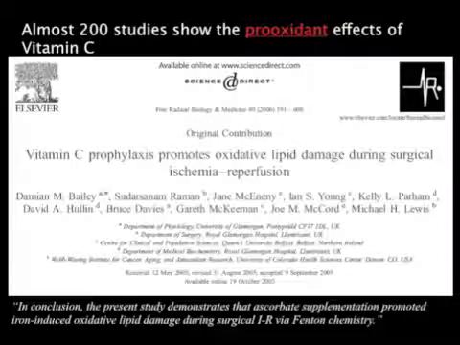There's over 200. This says vitamin C prophylaxis promotes oxidative lipid damage during surgical ischemia and reperfusion. In essence, what it was saying is that vitamin C, when used to try to prevent free radical damage prior to a surgery, in fact created free radical damage. And this is one of over 200 papers showing the pro-oxidant effects of vitamin C, not the antioxidant effects of vitamin C. And you can find these on PubMed.gov, and there's many of them out there. So in this particular paper, in conclusion, the study demonstrated that vitamin C supplementation promoted iron-induced oxidative lipid damage. And a pretty impactful, pretty profound paper.